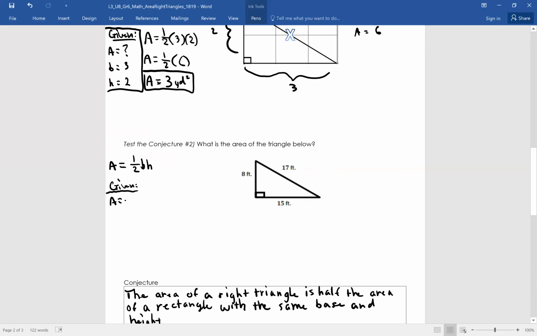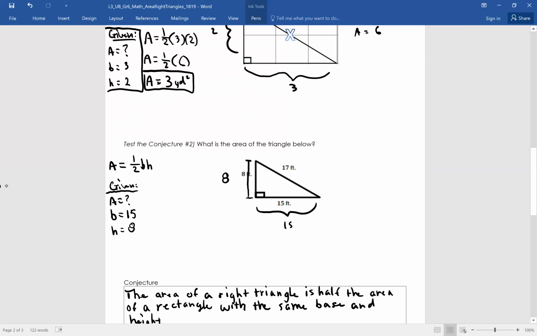So is the area given? No. Is our base given? Which one is a base? Typically, it's the number at the bottom. So 15 is our base. What about our height? Our height would be from the base to the top of the figure. So our height is 8.